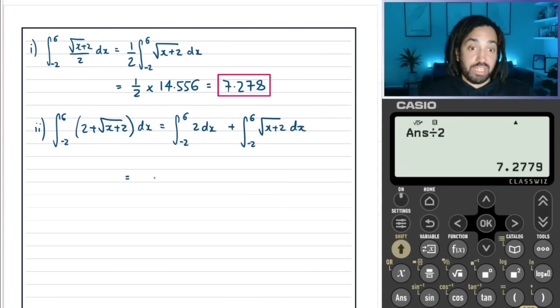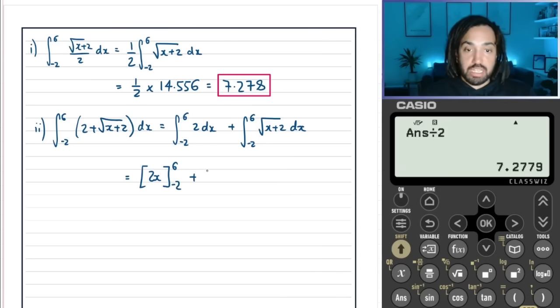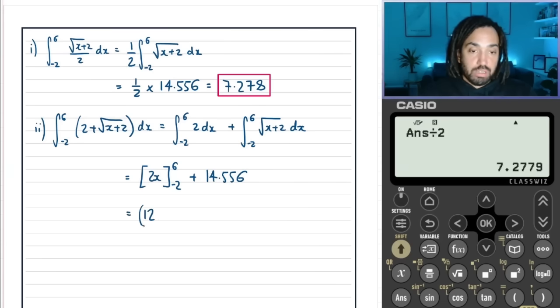Okay, now this one we can integrate. So 2 integrates to 2x, and we'll have to substitute the limits in. And this one is just the one we did for the Trapezium Rule, so we can use that as the approximation. Okay, so subbing in gives us 12 for the upper bound, and then you always take away the lower bound, which gives us -4.